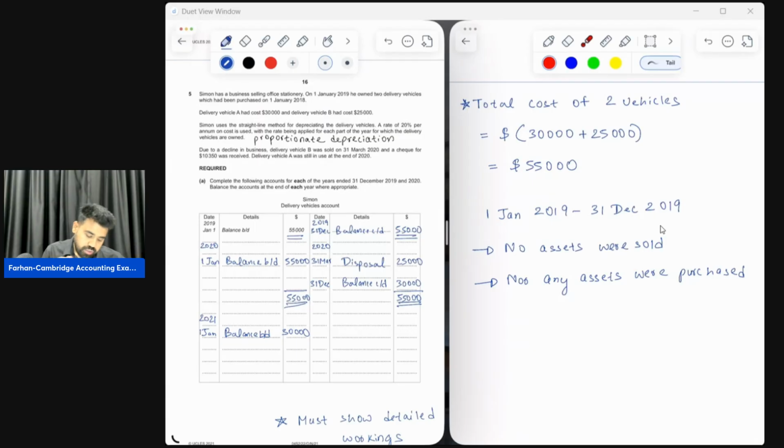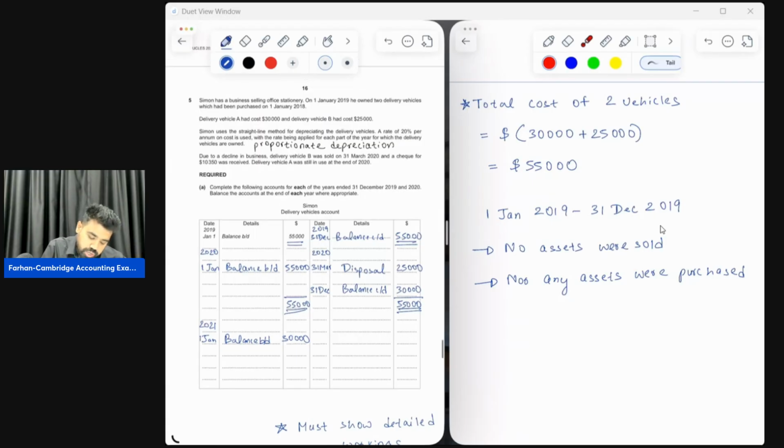In the third paragraph, we know that the straight line method for depreciation is used for both the delivery vehicles, and the rate of 20% is applied per annum on the cost, with the rate being applied for each part of the year for which the delivery vehicles are owned. So this is referring to a proportionate depreciation to be applied based on the number of months each of these vehicles were used in an entire year.